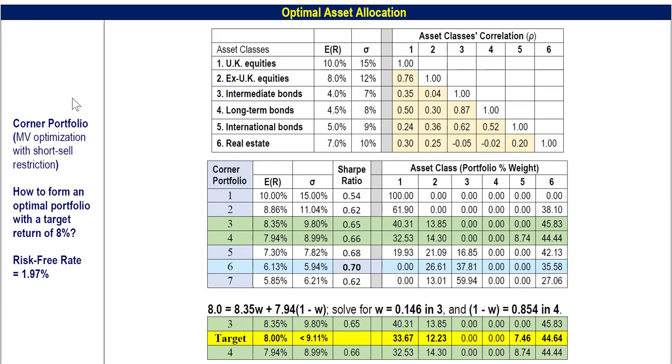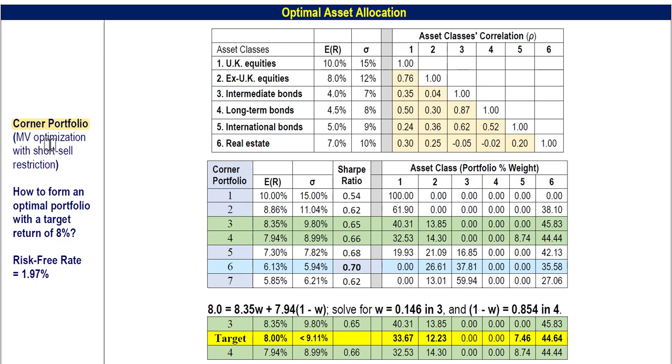Now I'm going to show you a very interesting and very useful methodology to determine the optimal asset allocation. This approach we usually call the corner portfolio approach. The corner portfolio, in fact, is the minimum risk portfolio. All right? It's like a minimum variance portfolio. But the corner portfolio is different from what we have learned before from the mean variance optimization model.